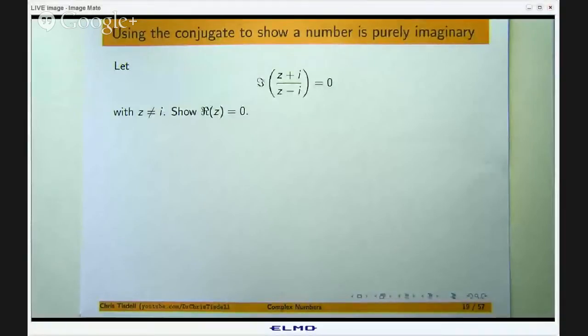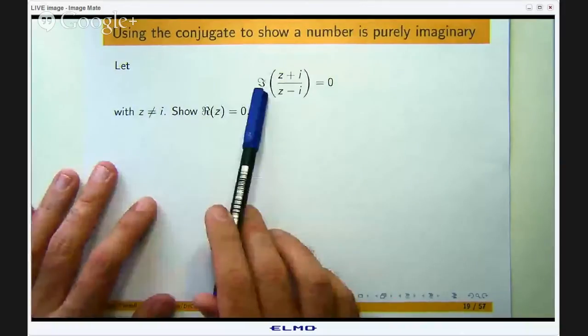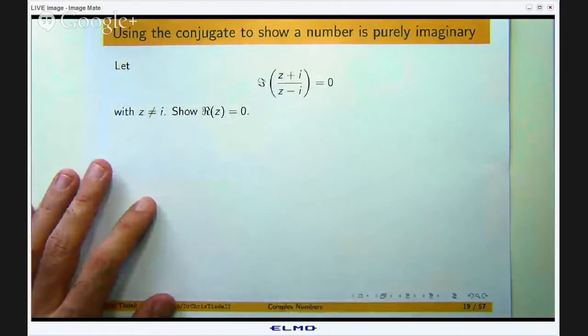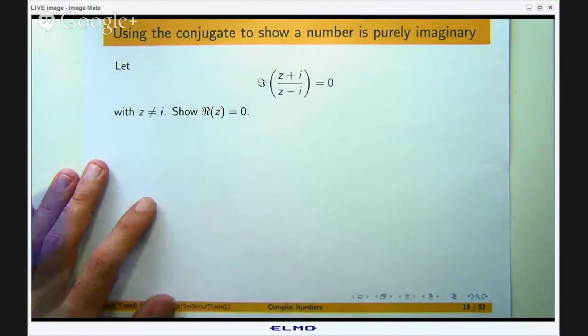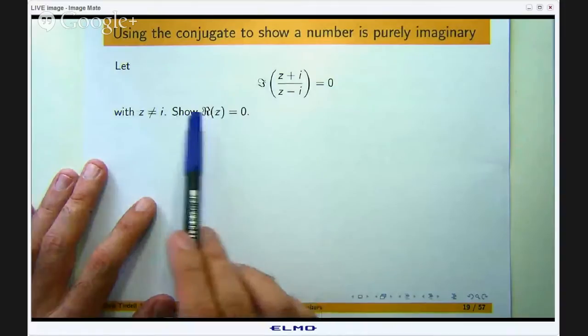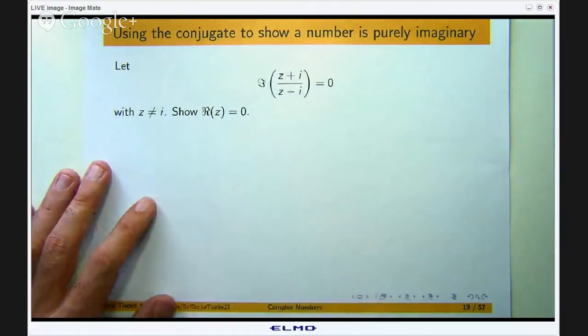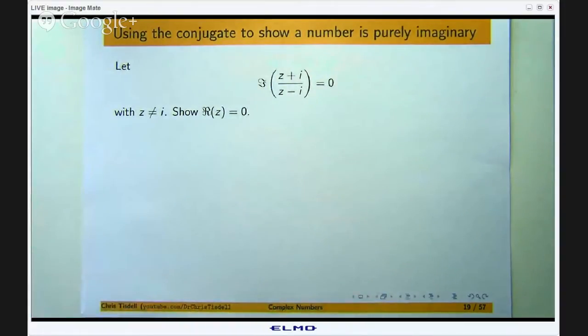Okay, so here's the problem I'm going to work through. Suppose the imaginary part of this quotient is 0 and z, whatever the complex number is, is not equal to i. Show that the real part of z must be 0. In other words, you want to show that z is purely imaginary, so it'll be of the form, say, bi.